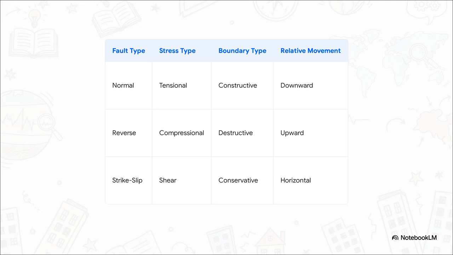And finally, strike-slip faults. This is shear stress at conservative boundaries, where plates are sliding horizontally past one another. They get completely locked up for years, and then snap. They violently give way, which is exactly what we see at the San Andreas Fault.